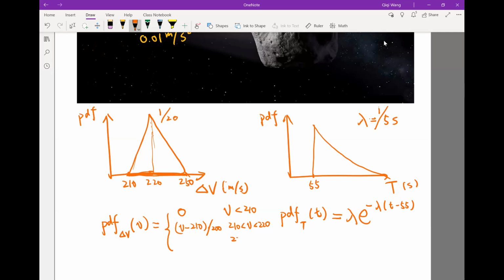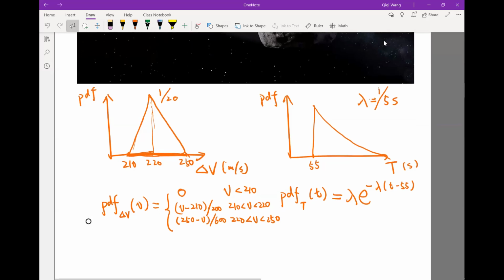Now the third region is from 220 to 250. And the slope over this region is 1/20 divided by 30, and it's negative. So in this region, the function is going to be (250 - v) divided by 600, right? That is going to be the PDF function in the third region. And of course, when v is greater than 250, the PDF is going to be 0.